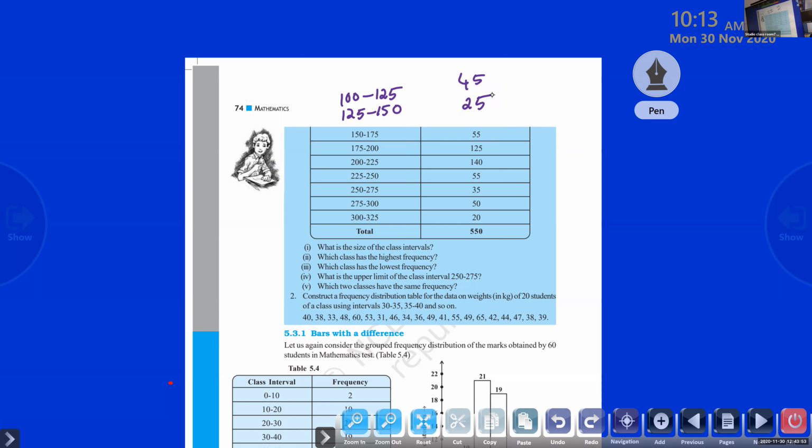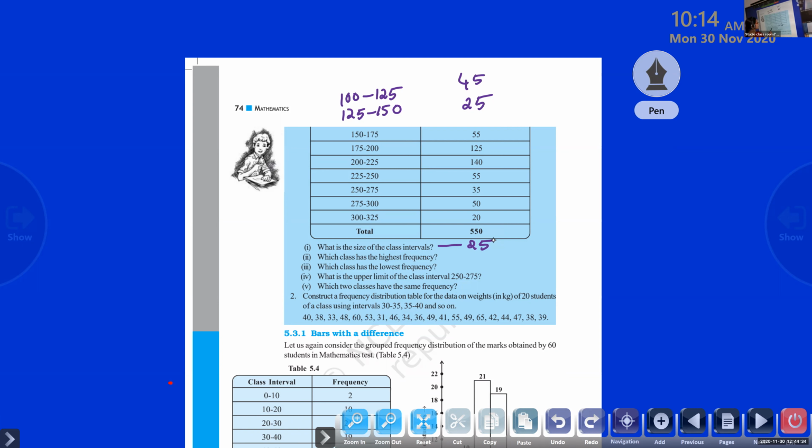How can we find the class interval? What is the formula for class interval? Upper limit minus lower limit. Not 100 minus 125, but 125 minus 100. So what is the size of the class intervals here? 25. Each class interval is 25. 200 minus 175, 275 minus 250, 325 minus 300. The size of each class is 25. Understood all of you how to find the size of the class intervals? Okay, upper limit minus lower limit will give the class interval.